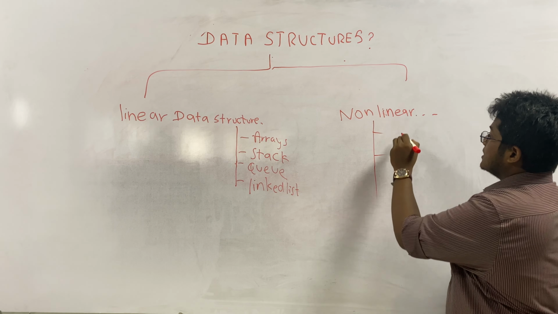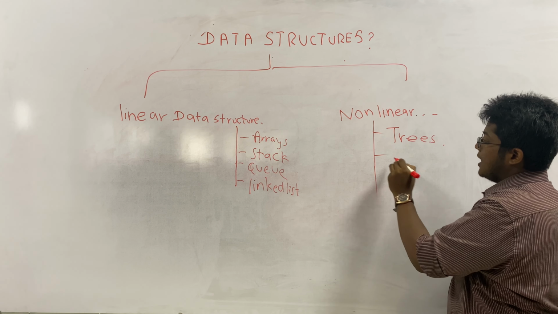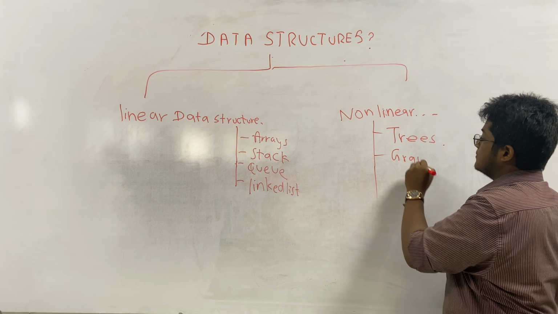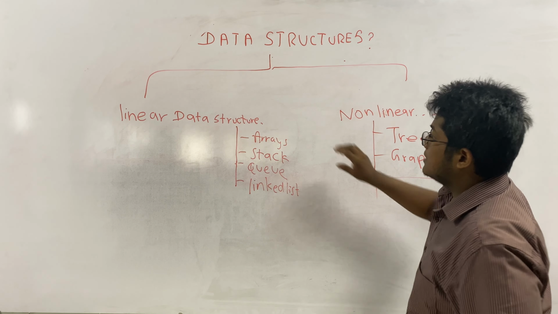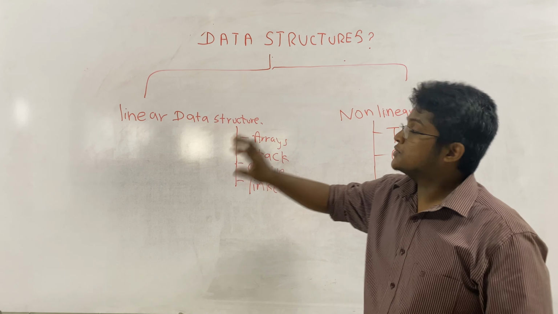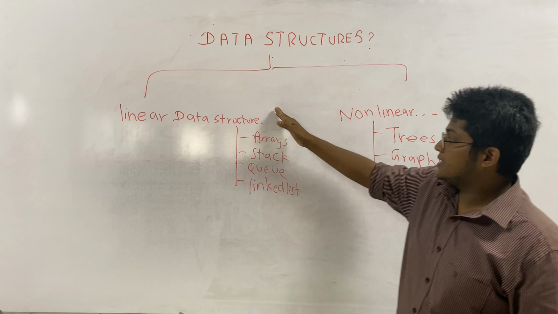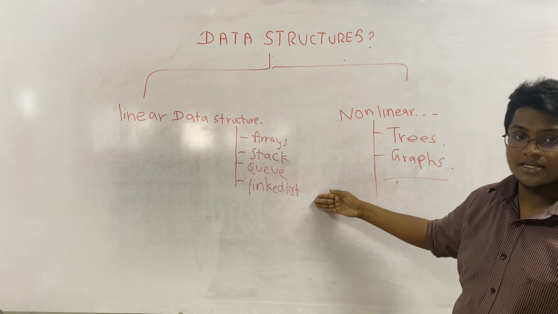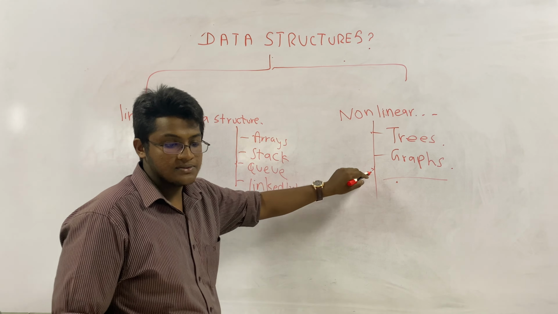First one is trees, and second one is graph. Data structures are divided into two types: linear data structure and non-linear data structure. Linear data structures have arrays, stack, queue, linked list, and non-linear data structures have trees and graph.